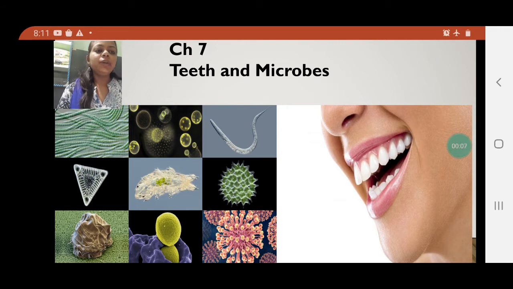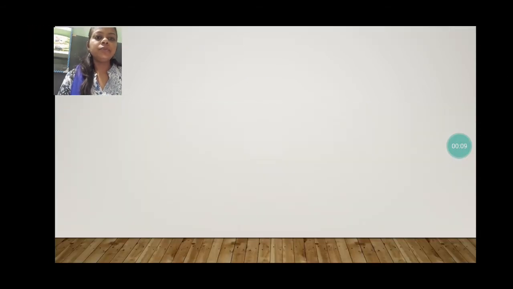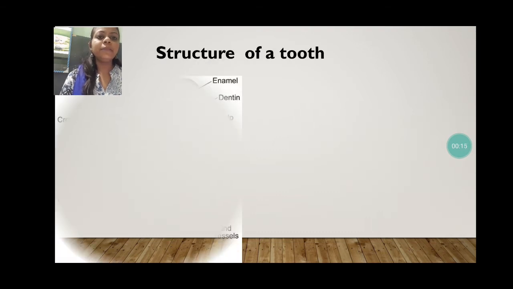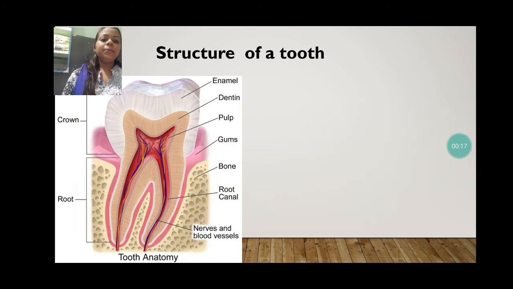Today we are going to discuss the structure of the tooth. Let's see what this topic tells us. In the previous class I told you something about the teeth. Here we are going to discuss the structure of an individual tooth, broadly.